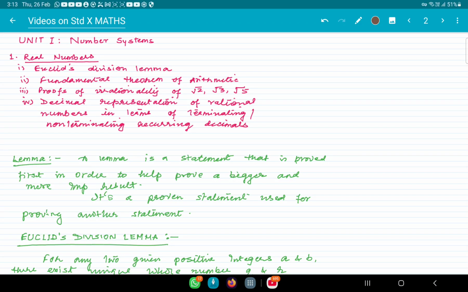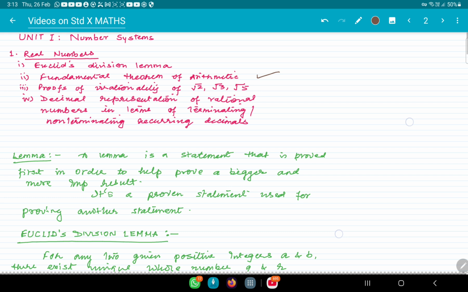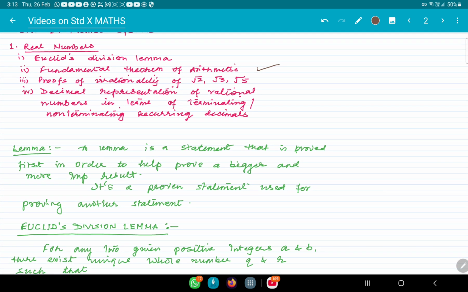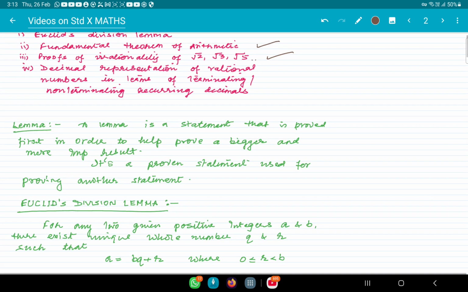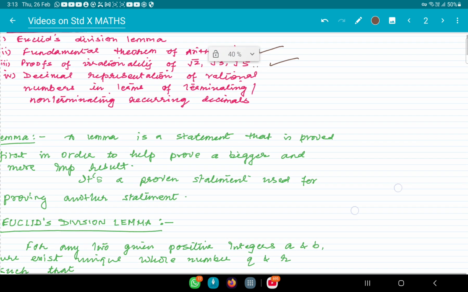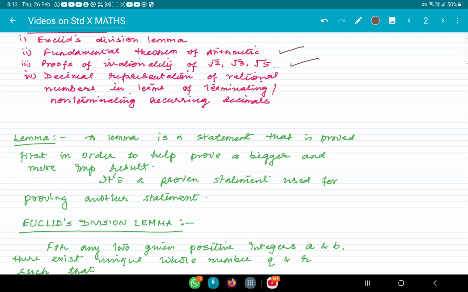This video is on number system, unit 1. In this video we will see real numbers and different properties of real numbers. First is Euclid's division lemma. Second is the fundamental theorem of arithmetic. Third, proofs of irrationality of root 2, root 3, root 5, etc. And fourth is decimal representation of rational numbers in terms of terminating, non-terminating or recurring decimals.